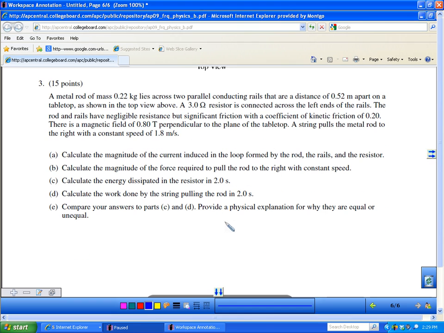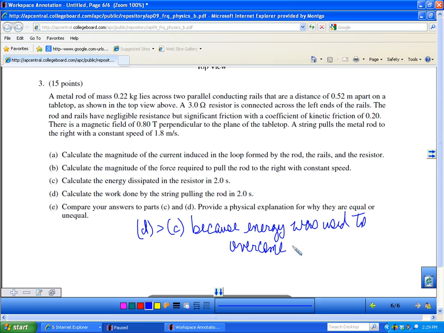And then part E, if you look at part E, it said, compare your answers to C and D. Provide a physical explanation for why they are equal or unequal. I said that D was greater than C because energy or work was done to overcome friction. So that one seemed like it was pretty straightforward. All right, so I'm going to stop there.